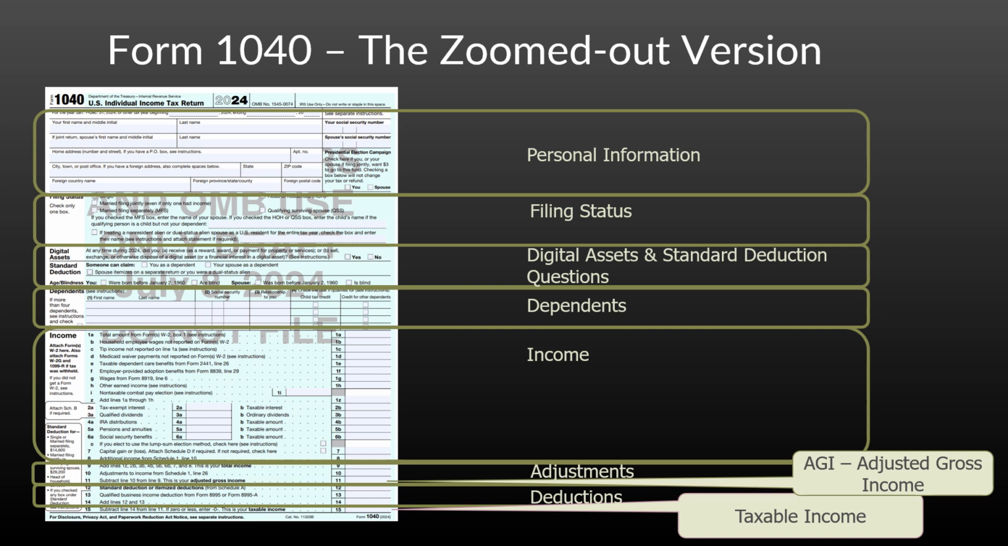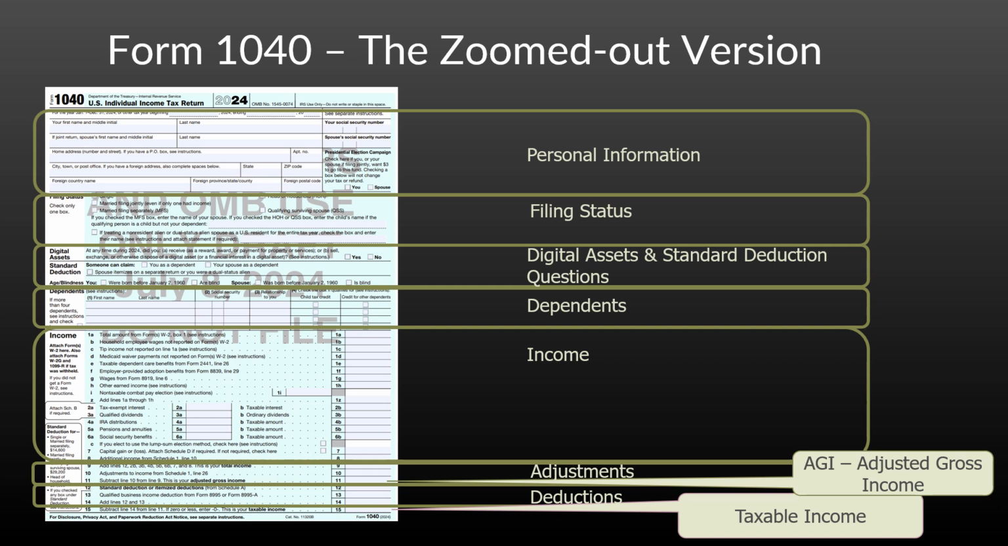The next section has a question regarding digital asset transactions. It is important to note that any transaction other than purchasing digital assets using cash would result in marking that box yes. These situations are out of scope for our program. This section also has some other questions that help determine the taxpayer's standard deduction amount, which we'll discuss again later. The next section is for dependents.